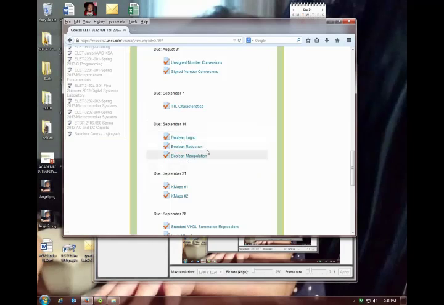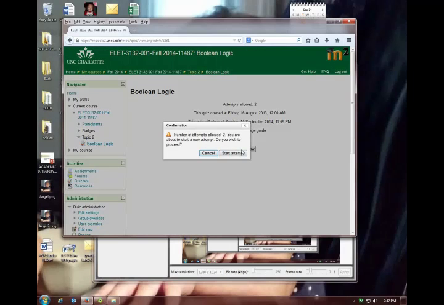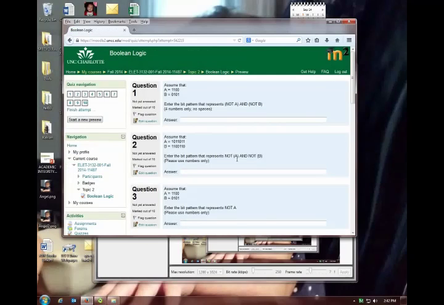You've got Boolean logic. This one, if I'm not mistaken, is just asking simple questions. Well, let's see what it's like. Okay, assume this is all A, and we're doing a bitwise operation. So this is like you're in the microprocessor course. You've got not A, which means that's 0011.